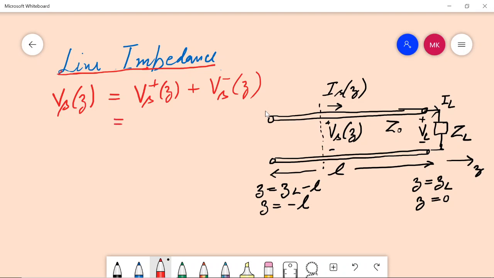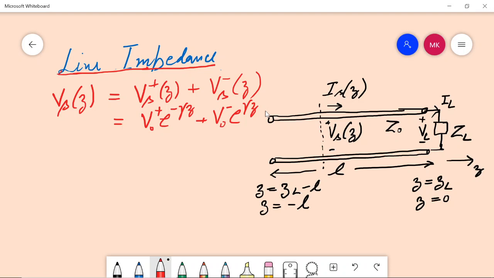So the formula for this will be, in general, V naught plus e to the power minus gamma z, and here it will be V naught minus e to the power plus gamma z. We say gamma is the propagation constant in general. So we have two parts. Generally the wave propagating in this direction is called V plus (z), and the wave reflected by the ZL, moving in the negative Z direction, also moving in the transmission line, is called the negative one. So there will be two parts.